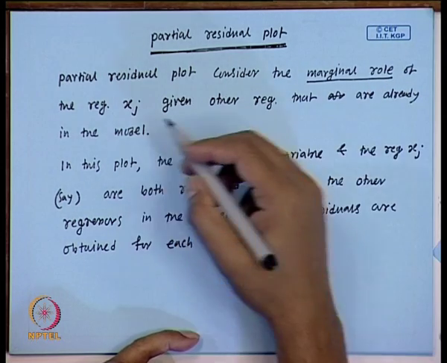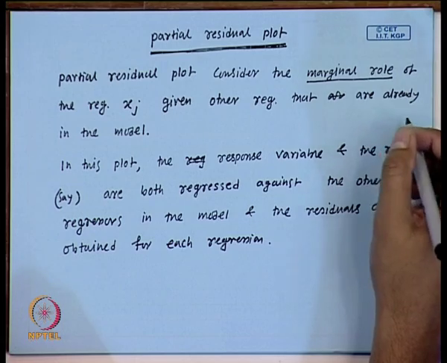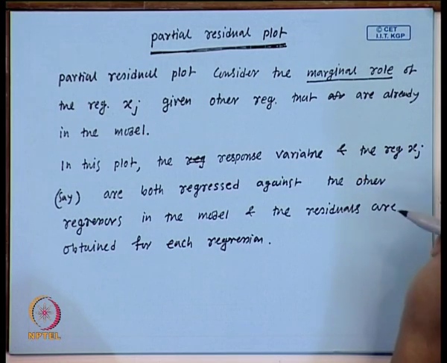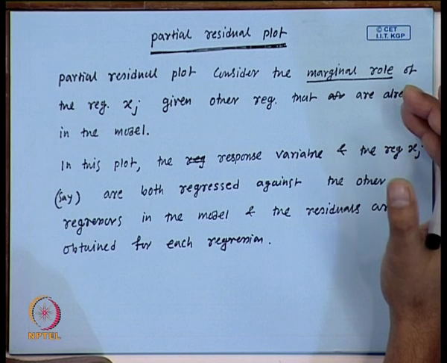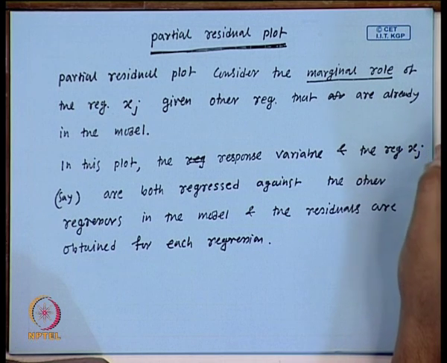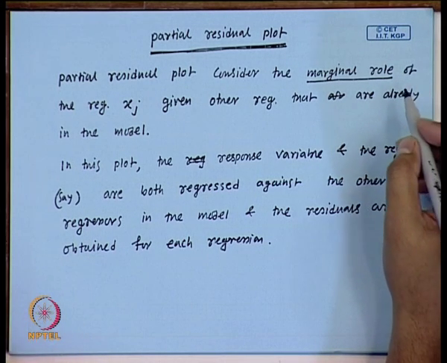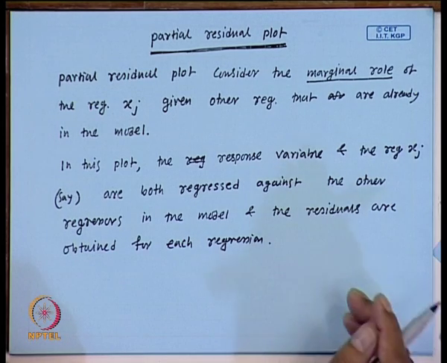So, what I told is that this partial residual plot considers the marginal role of the regressor xj given the other regressors that are already in the model. Since we are talking about multiple linear regression here, we need to consider the marginal role of one regressor in the presence of other regressors in the model.